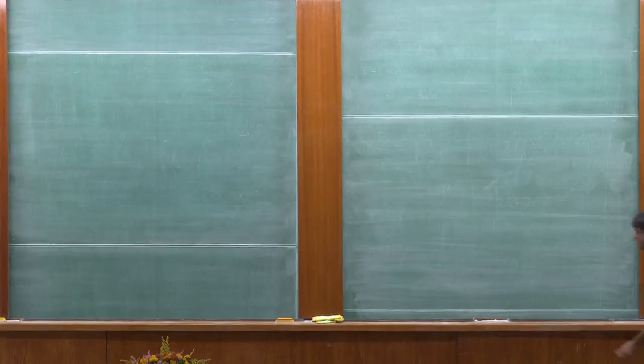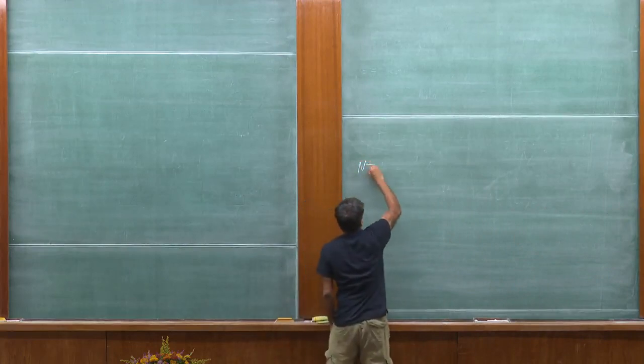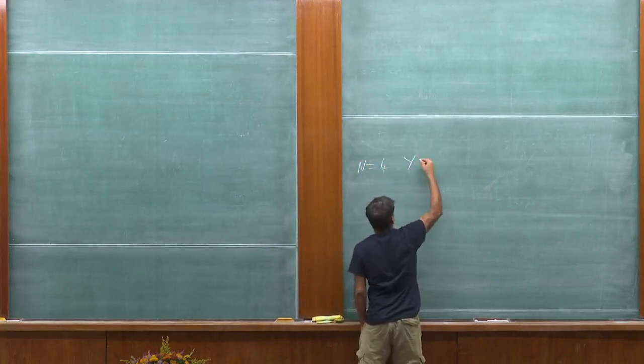So today we're going to talk about the N=4 Yang-Mills theory.